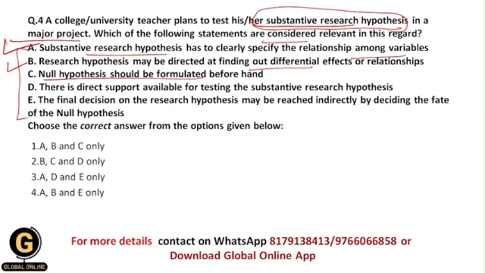So here we are going to test the research hypothesis, and that's why beforehand we don't need to formulate a null hypothesis. So this statement is incorrect. There is direct support available for testing the substantive research hypothesis. No, basically this thing does not happen in the research process, because whenever there is direct support available for testing the substantive research hypothesis, then this thing comes under unethical research process, and that's why this statement is again incorrect.